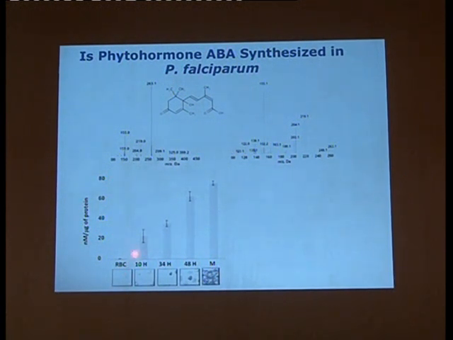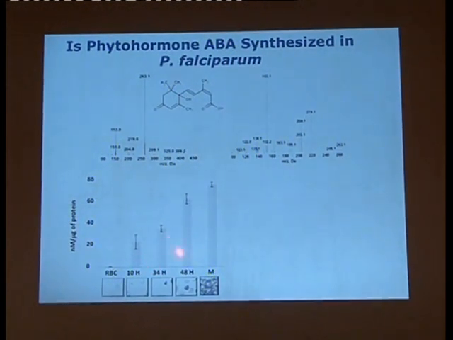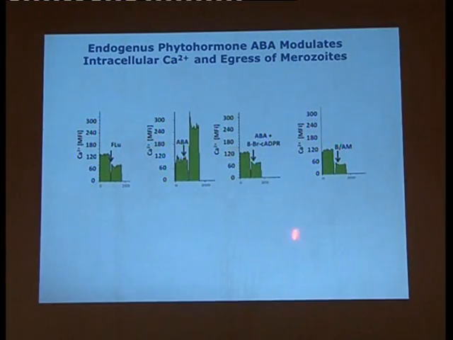This hormone is expressed at a very late stage, when it is required, and that's when we see a big change in the intracellular calcium at the late stage, 48 hours. Maybe that abscisic acid threshold is needed for this calcium increase at this point. And when we treat our parasite with fluridone, which blocks phytoene desaturase, we don't see abscisic acid.